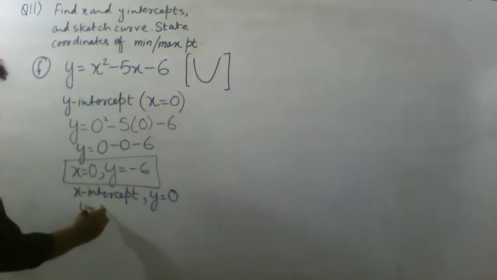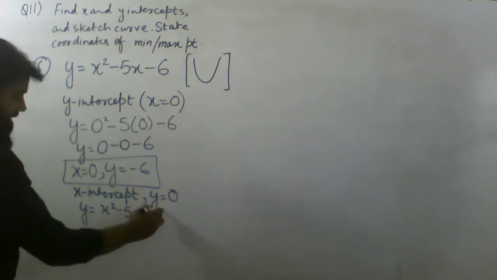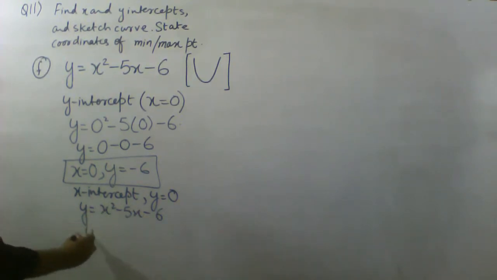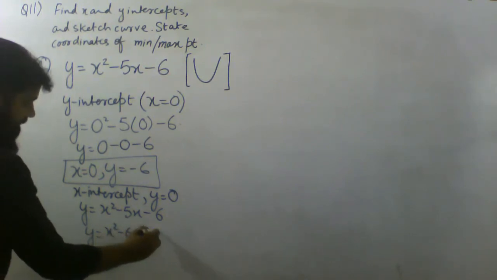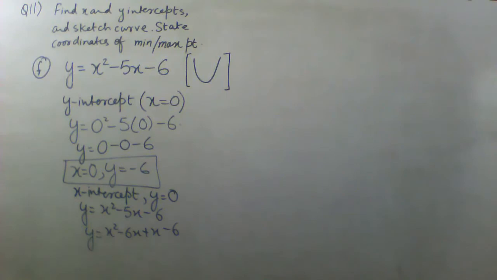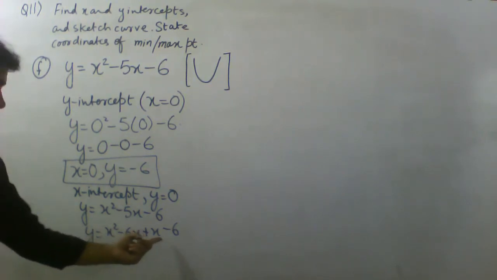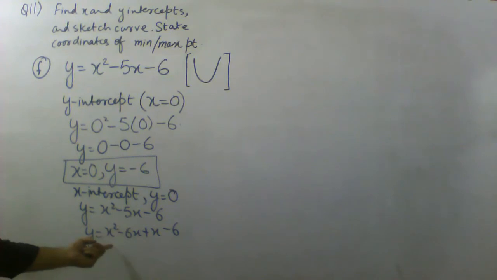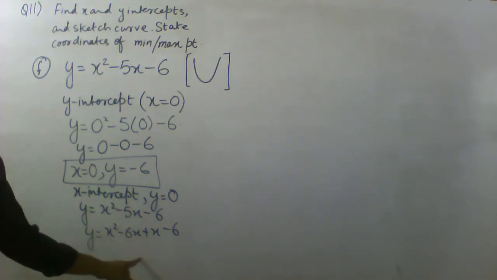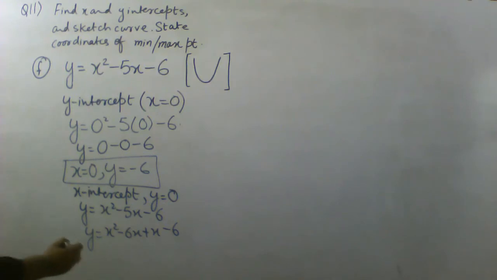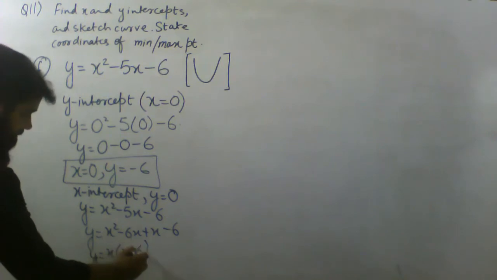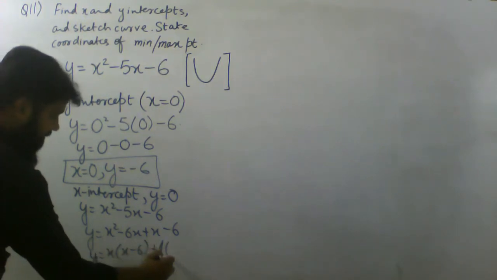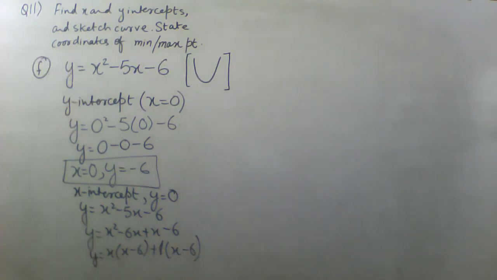Y equals to x square minus 5x minus 6. Middle term breaking. Y equals to x square minus 6x plus x minus 6. Two negative terms and two positive terms are there. It means that my middle term breaking is correct. Y equals to x common x minus 6 plus 1 common x minus 6.